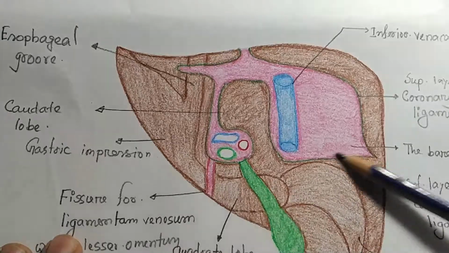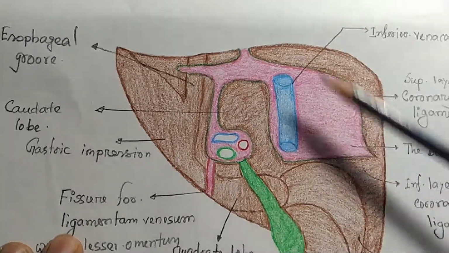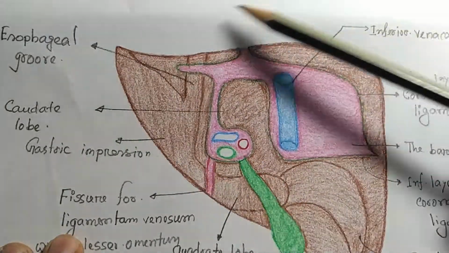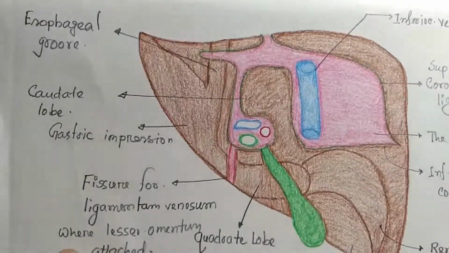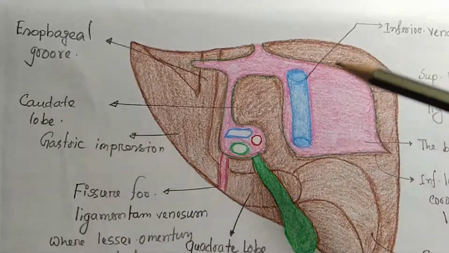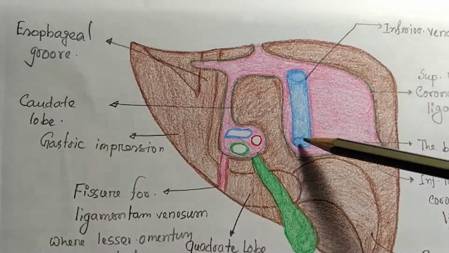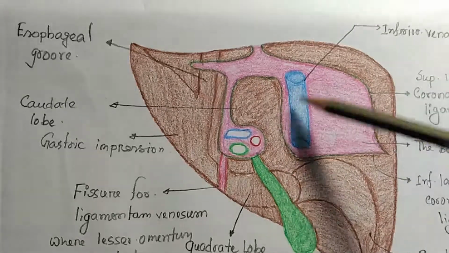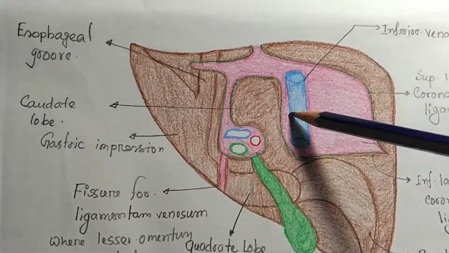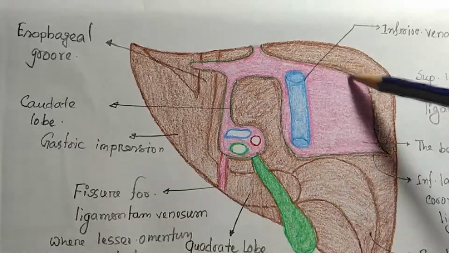So these are the inferior surface and part of the posterior surface. Okay, so the posterior inferior surface is wholly seen here. This is the groove for the inferior vena cava, which is present in the posterior surface. So this is the posterior surface.